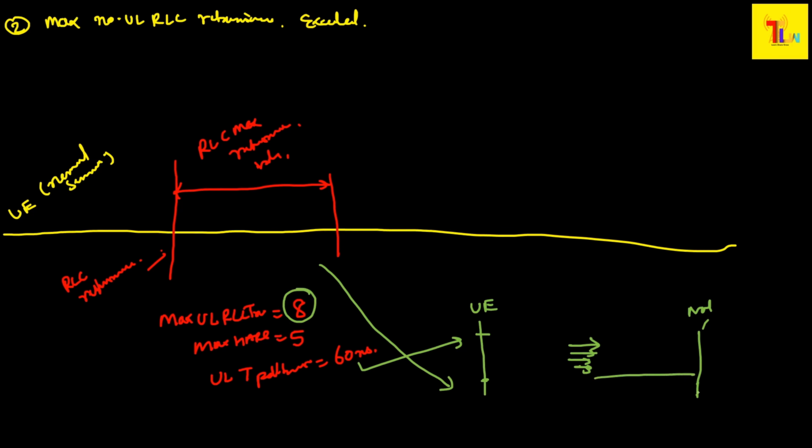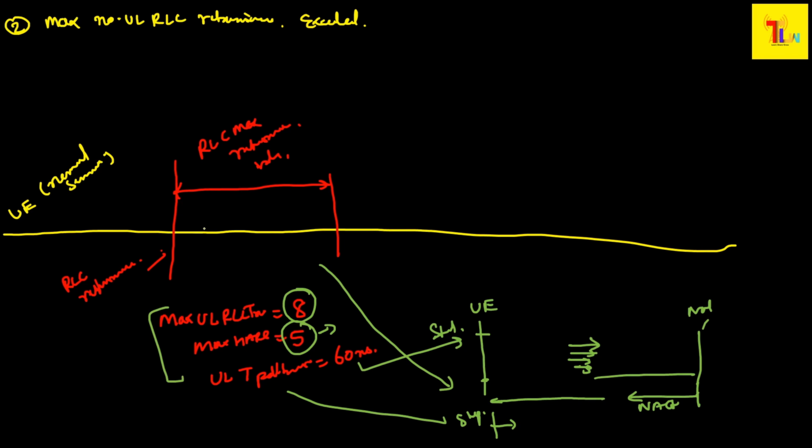Then it will send the NACK, saying that I haven't received the packet. Your UL T-poll timer, which was started from here, will stop at this particular point, and again it will send the packet. Again this T-poll timer will start, and it will do this up to 5 times. That is the maximum HARQ process we have set, which is 5. This is the small understanding I was giving here.